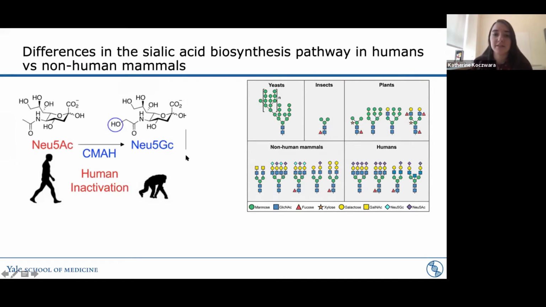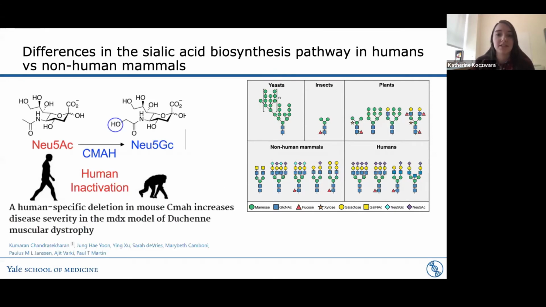So what this means effectively is that when looking at the sugar chains present on the cell surface, non-human mammals have a mix of sialic acid as well as this hydroxylated sialic acid, whereas in humans, we only see the non-hydroxylated sialic acid. And this has actually been shown to play a role in muscle pathology disease progression.